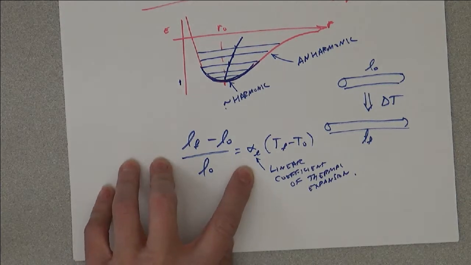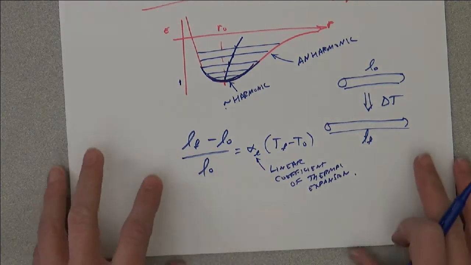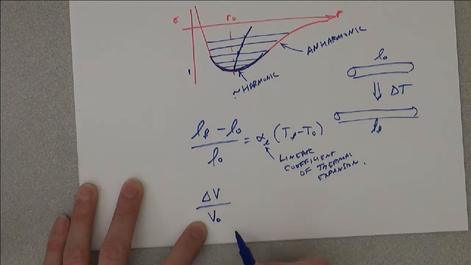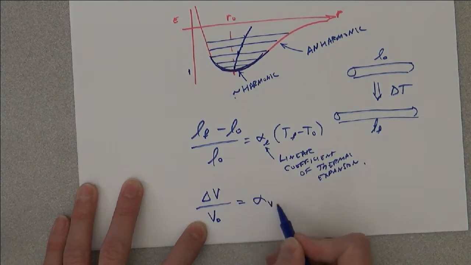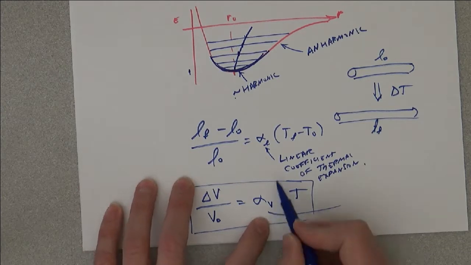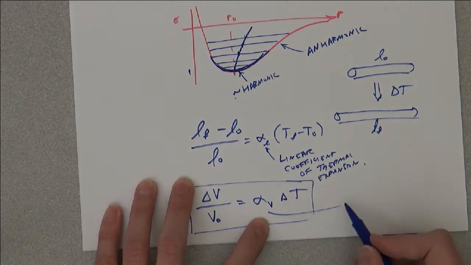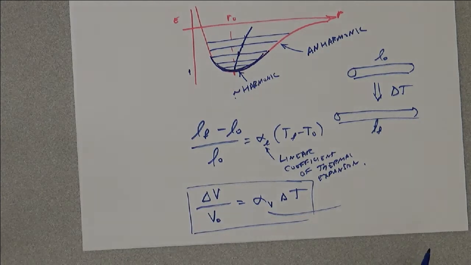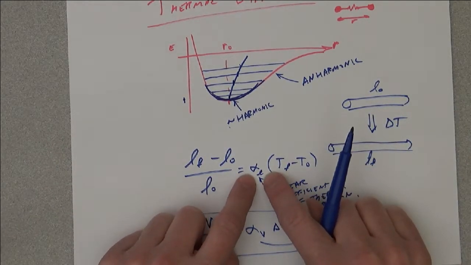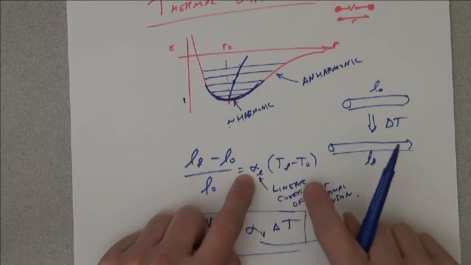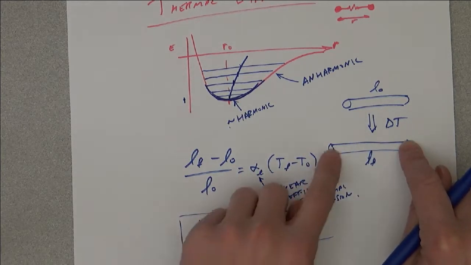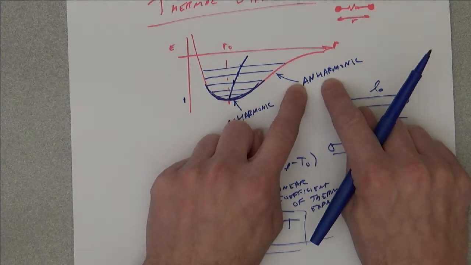Alternatively, we could also talk about a volumetric coefficient of thermal expansion, and talk about the fractional change in the volume, divided by V delta T. So that, with an alpha sub V, is the volumetric coefficient of thermal expansion. Because the degree of change in length or volume with temperature depends on the anharmonicity of this energy well.